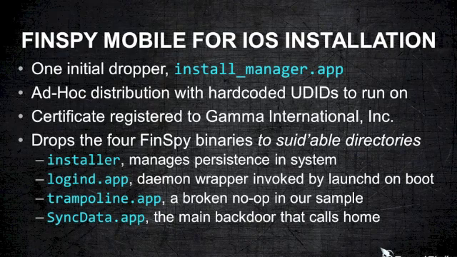In this case, the Install Manager app was actually signed with just a few UDIDs, and the certificate used for signing was registered to Mr. Martin Münch of Gamma International, which is their CTO, I believe. So attribution here is pretty clear, as in that Gamma International was cryptographically signed by Gamma International. This Install Manager app binary then drops the four main FlexiSpy binaries, and it does try to drop these to so-called SUID-able directories.